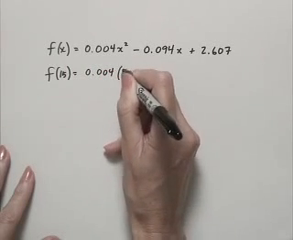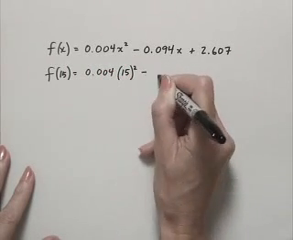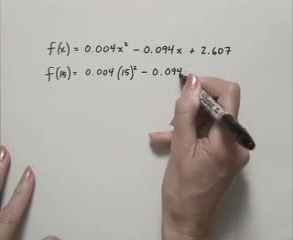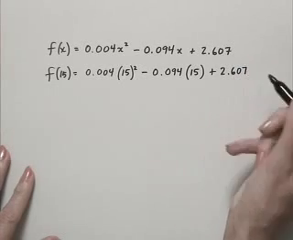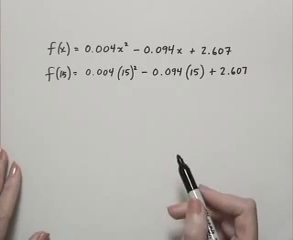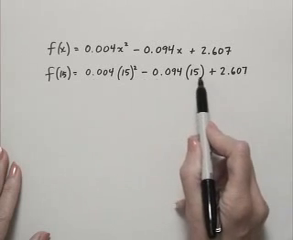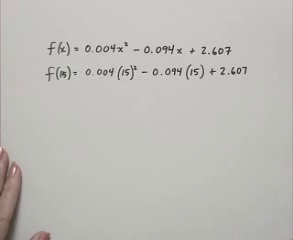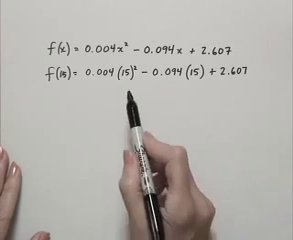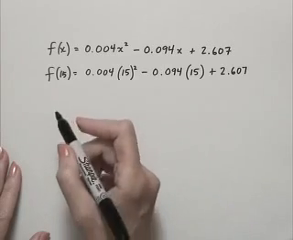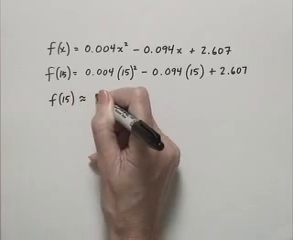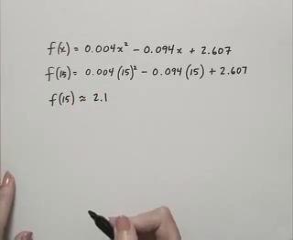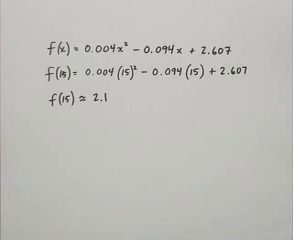We'll have 0.004 multiplied times 15 squared minus 0.094 multiplied times 15 plus 2.607. Now you may be using a graphing calculator, in which case you can enter this into the graphing calculator as it stands. If you're using a scientific calculator, you'll probably have to use order of operations in order to get the correct result. f of 15 in either case is approximately equal to 2.1. f of 15 is approximately 2.1 gallons per person, which is very accurate according to the bar graph.